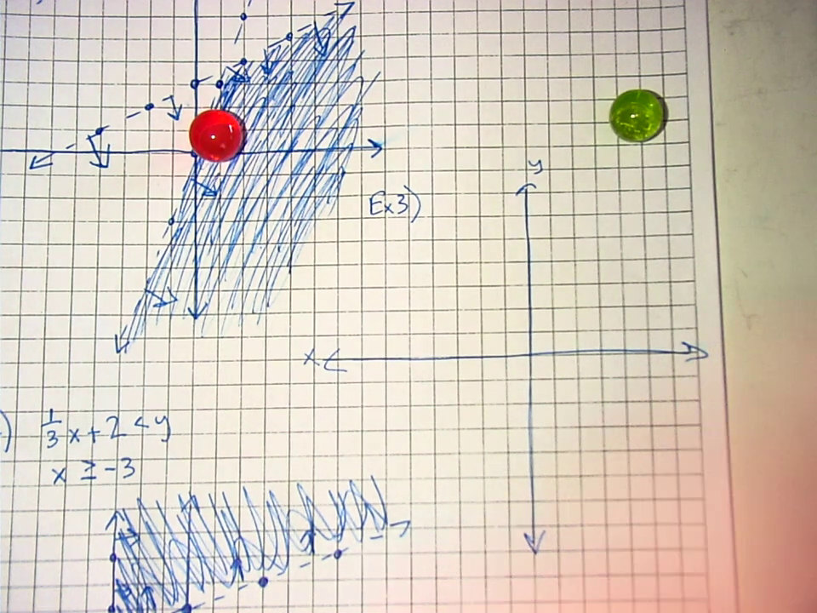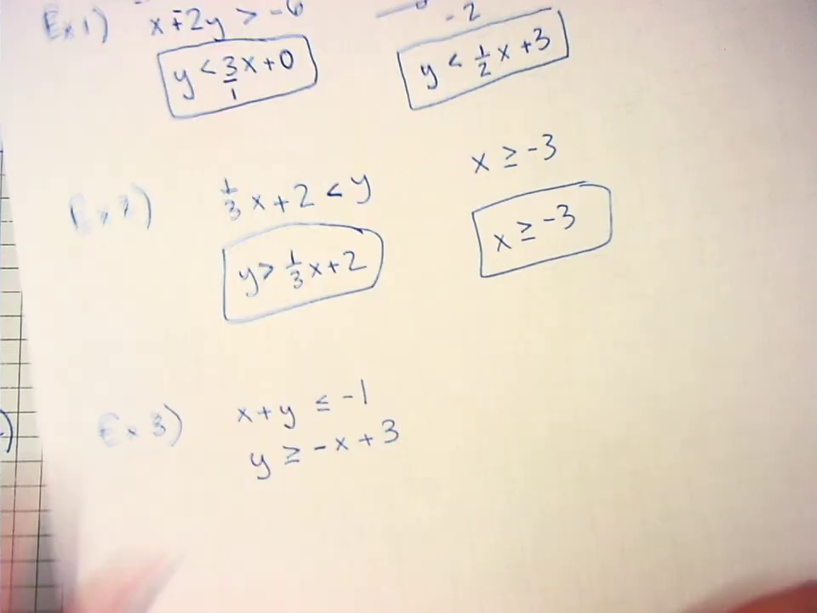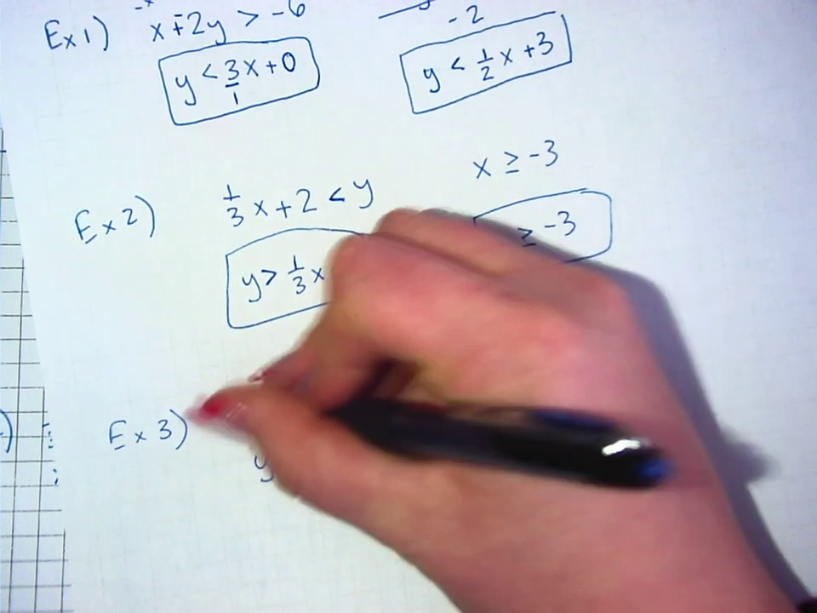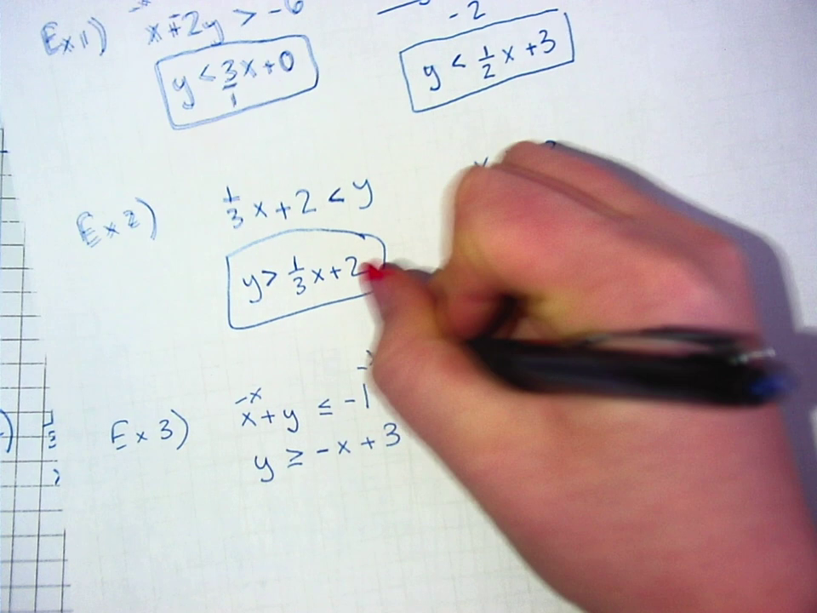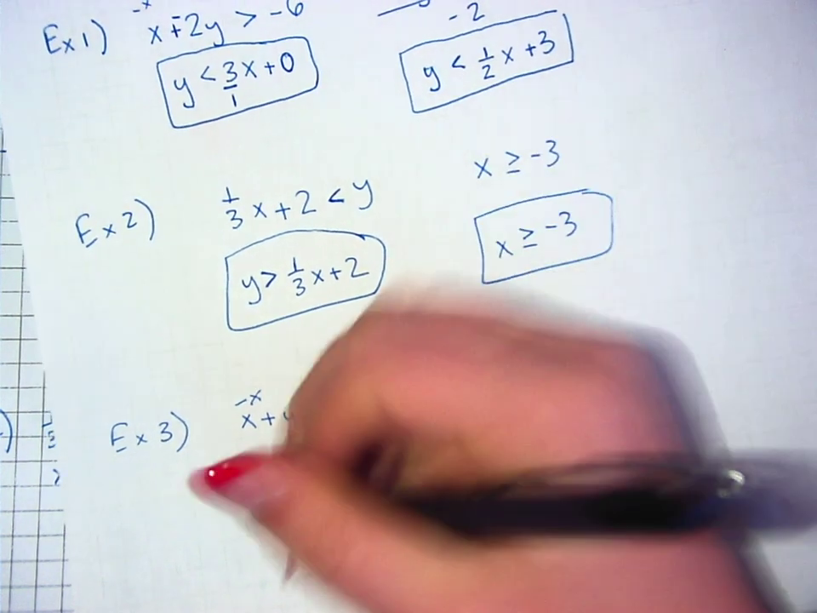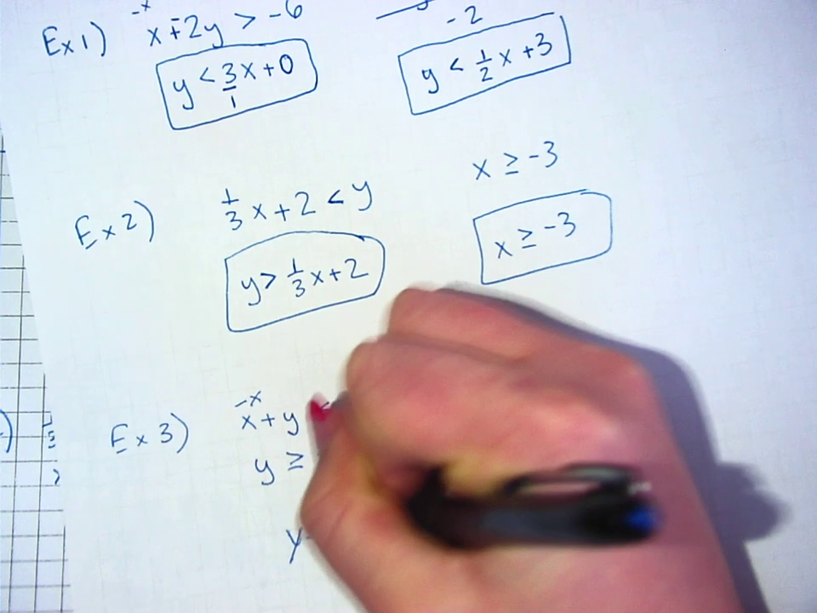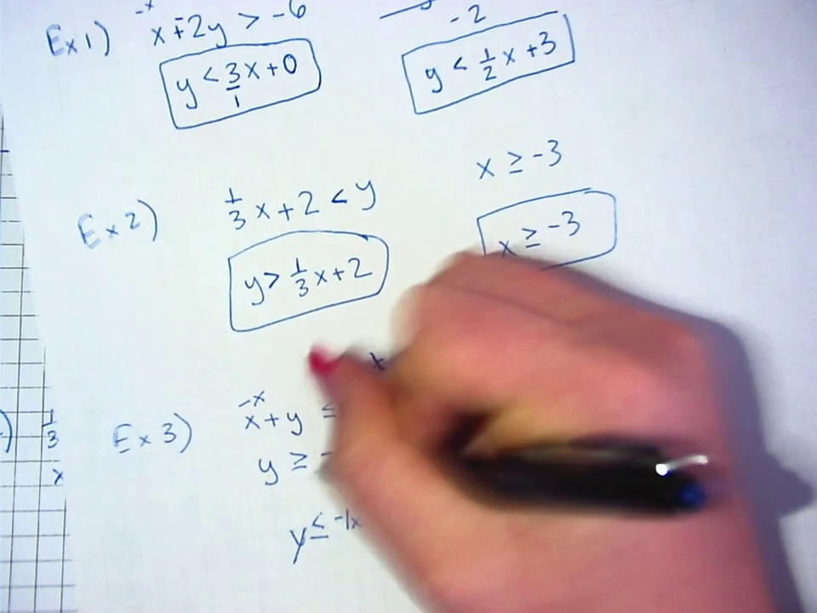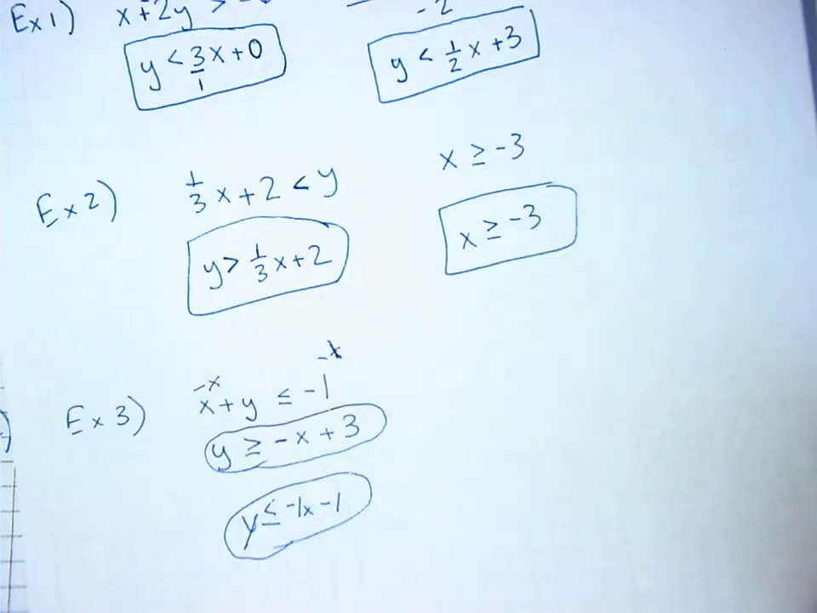Do I have to do this or no? Okay, so for the top one, you have to subtract the x from both sides. And then you get y is less than or equal to negative x minus 1. That one's already done, so then you can go to the graph right away.